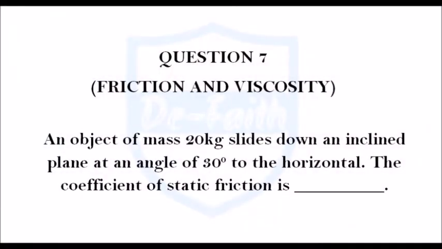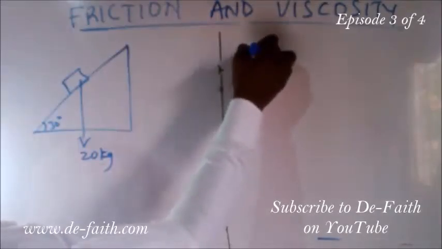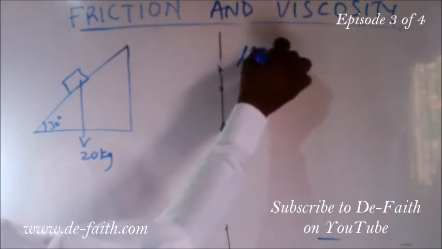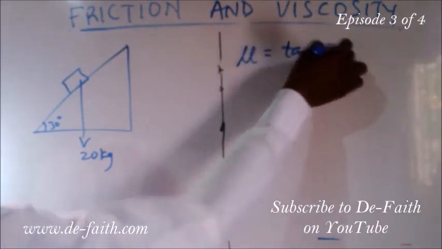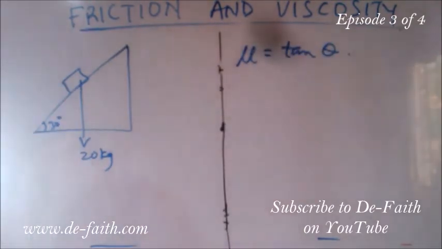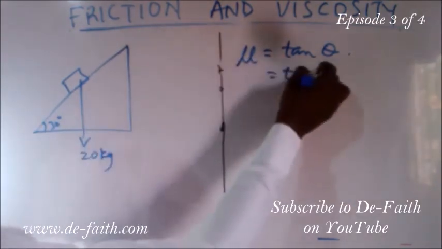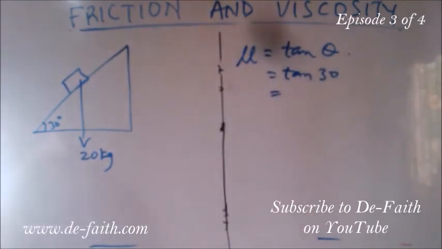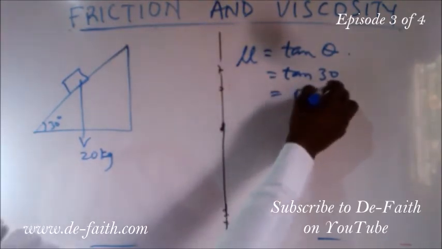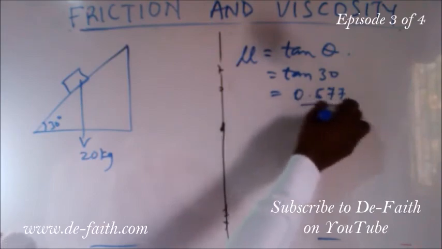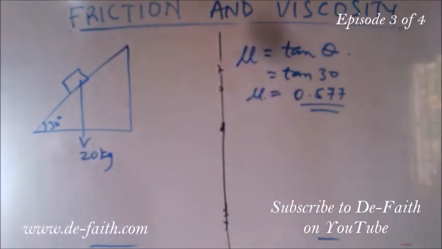Since an object of mass 20 kg slides down an inclined plane at an angle of 30 degrees to the horizontal, the coefficient of static friction is dash. We can make use of the formula, the coefficient of static friction equal to tan theta. That's what we are asked to look for for this body. We are looking for the coefficient of static friction equal to tan theta, that is 30, and our tan 30 is equal to 0.577. So that is the coefficient of static friction in this question.